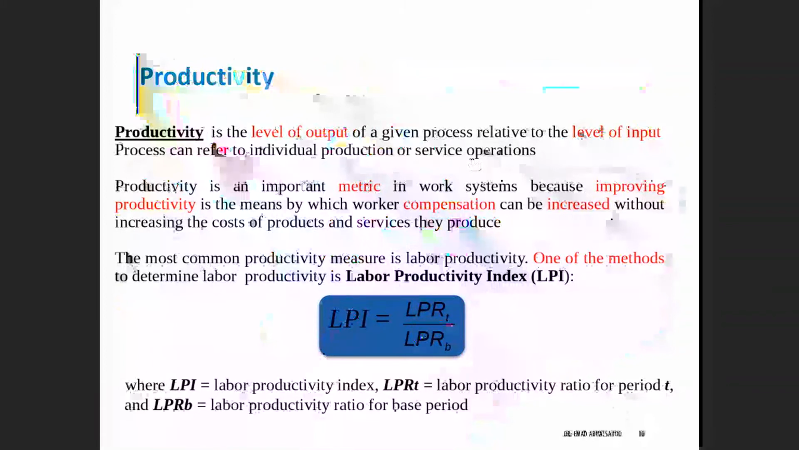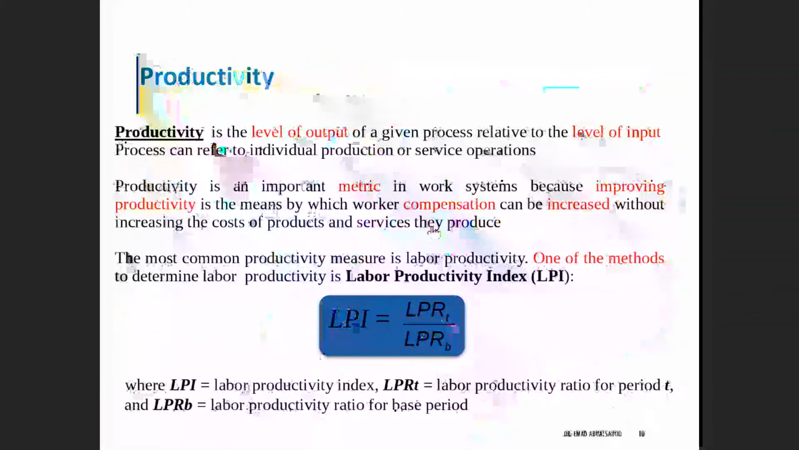Productivity is the level of outputs compared to inputs. Productivity is an important metric, a very important unit of measurement in work systems, because improving productivity is the means by which worker compensation can be increased without increasing the cost of products and services they produce.